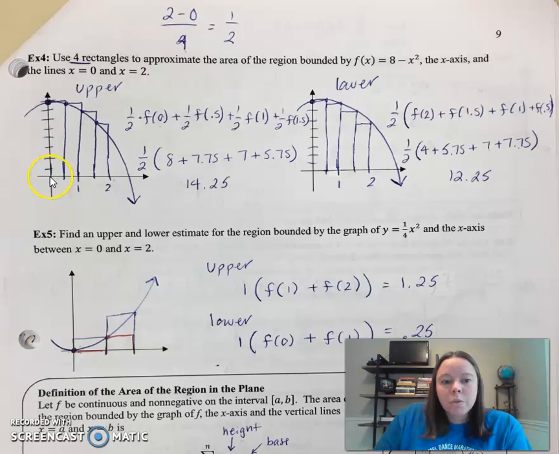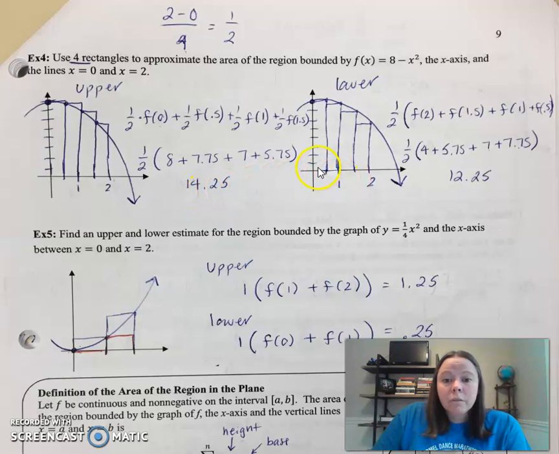So for that first one we used x at 0, then x at 1/2, then the next rectangle will be x of 1, and then the last one will be the 1.5. And notice that gives us our 4 rectangles. So we're using what we're going to call the left side. That gives us the upper estimate. So then you just plug those numbers into your function to get the heights and then add them together, and that gives us the approximate area using those rectangles.